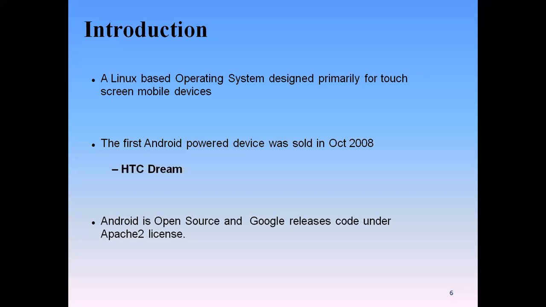Alright, so the first Android operating system with a device was sold in the year 2008, and that was in the HTC Dream device. But nowadays we cannot find HTC devices in the market. The beauty of the Android operating system is that it is open source, and Google will always release its versions under the Apache 2 license.